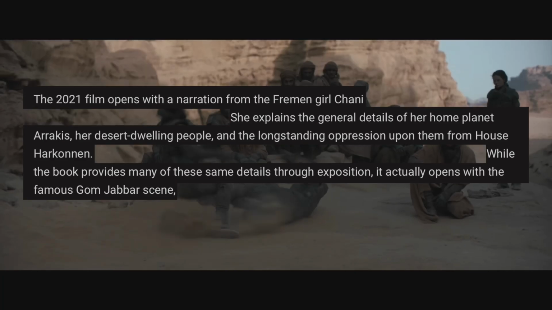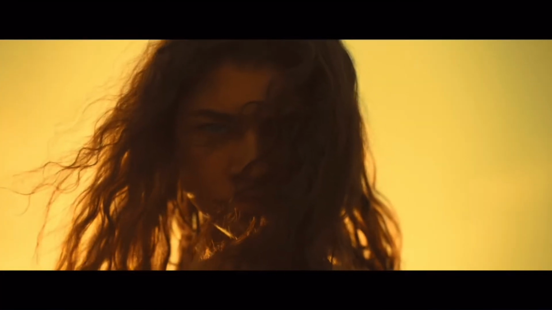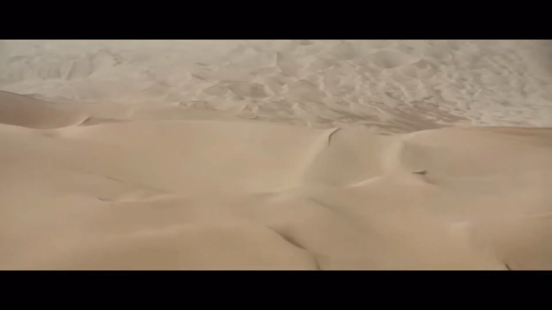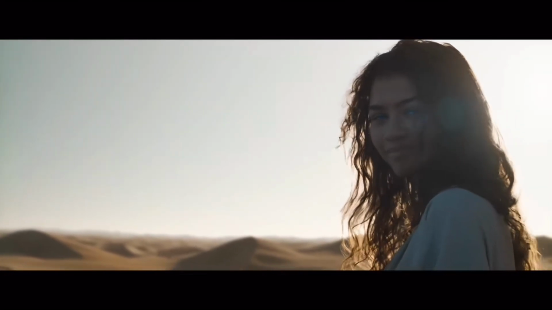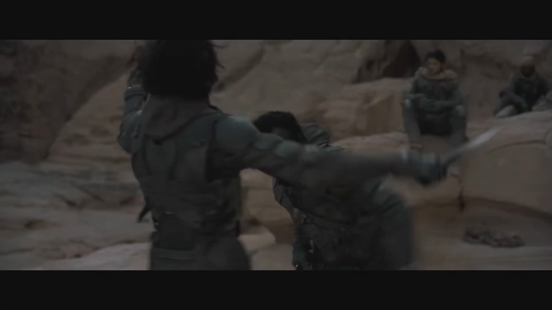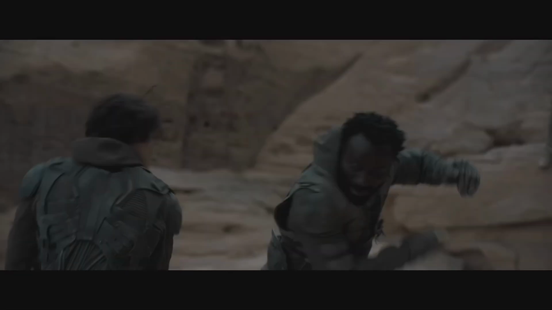So I think the Villeneuve movies make a decision to focus a bit more on Arrakis and the personal experience of Paul, Chani, Paul's mother, and the Fremen, and as such they perhaps de-emphasize the politics a bit. So I like this reframing. I like making it more focused on Arrakis.